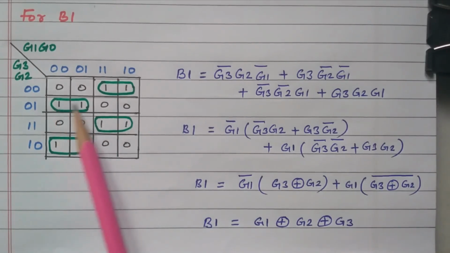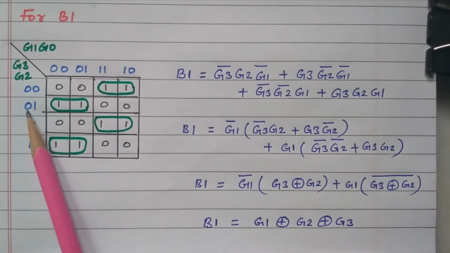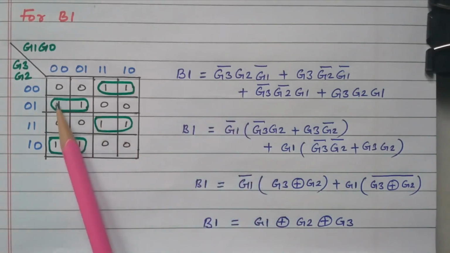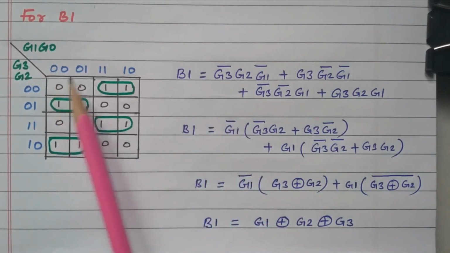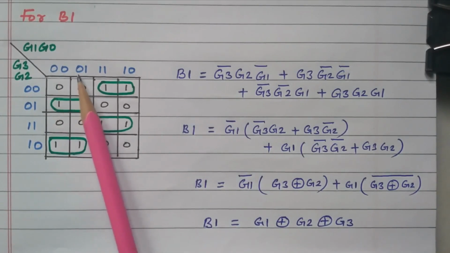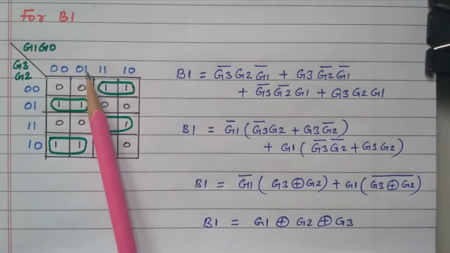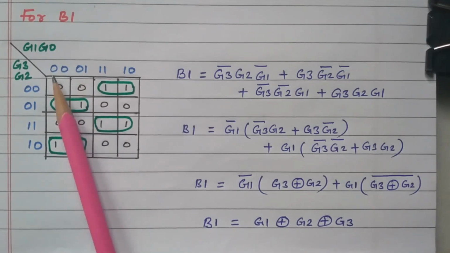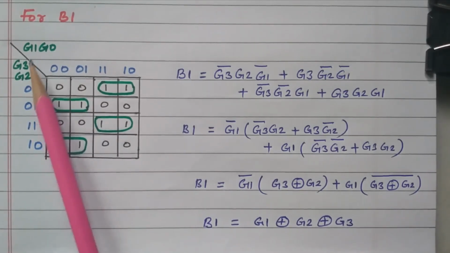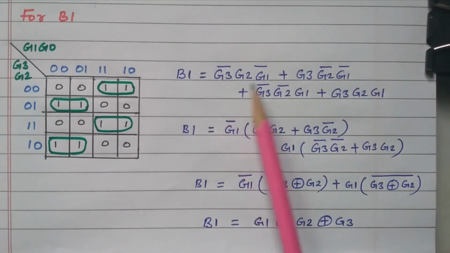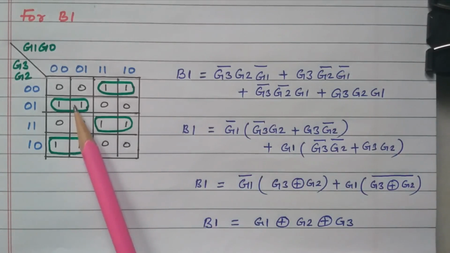Now we'll go to the second grouping. What is available here? 0, 1. 0, 1 means G3 dash, G2. What is available corresponding in the first column and second column? 0, 0, 0, 0. First 0 is available in both. Second, here 0 is available, here 1 is available, got cancelled. So here we have 0. 0 means G1 dash. So G3 dash, G2, G1 dash. So this is due to the second grouping.